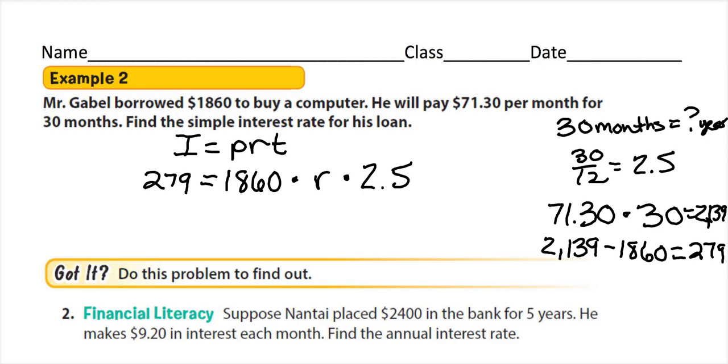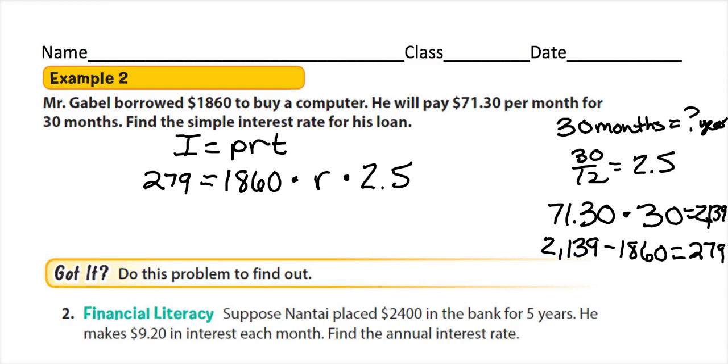Well, to figure out how much he had to pay extra, we had to calculate how much he ended up paying altogether. It told us that he paid $71.30 every month for 30 months, which means once he paid off his computer, he ended up paying a total price of $2,139. So that's what it really cost him. Well, he only needed $1,860, but because of the interest rate, he had to pay more than that. So he ended up paying the bank an extra $279 so that he could get his fancy computer. So that's where all that came from.